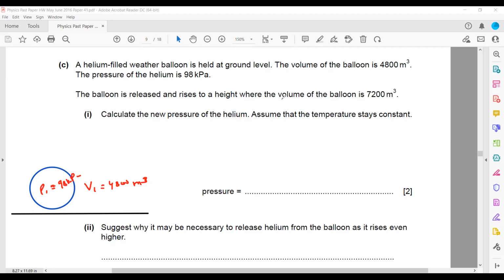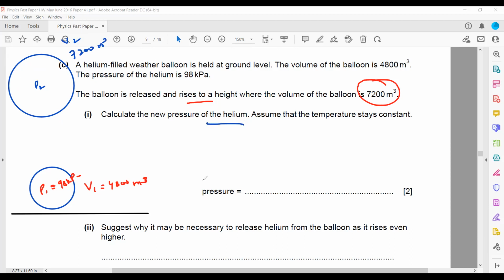The balloon is released and rises to a height where the volume of the balloon is 7,200 meter cube, because the pressure decreases from outside, so the volume increases. That is V2. We want to find the pressure, because if outside pressure changes, inside pressure will also change. As the size is increased, the inside and outside pressure will be balanced. So calculate the new pressure of helium.